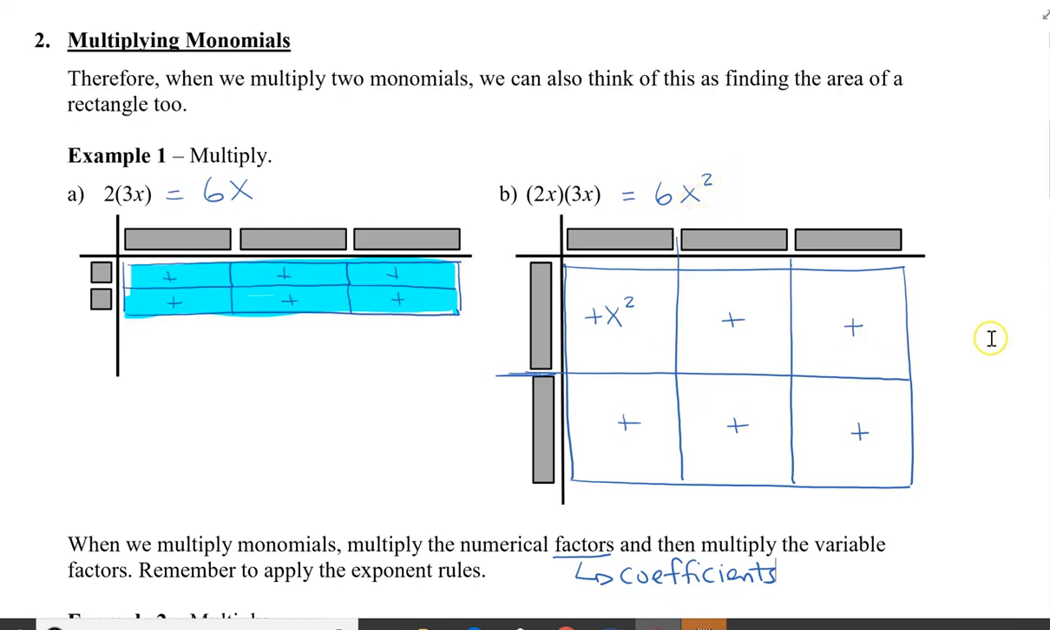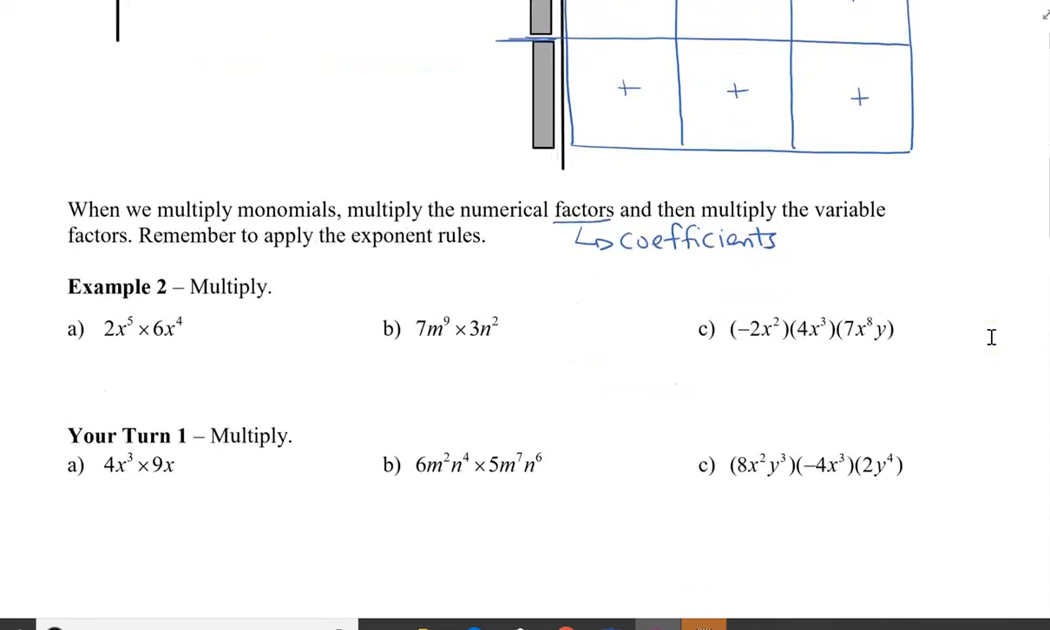Let's take a look at some examples which do not involve algebra tiles. Let's multiply these ones together here. Like I've said before, we'll multiply our numerical factors, or the coefficients. So we have 2 and 6, which we multiply to get 12. And then we have x to the 5 times x to the 4. That's going to be x to the power of 9, because we add our exponents, 5 plus 4, to give us 9.